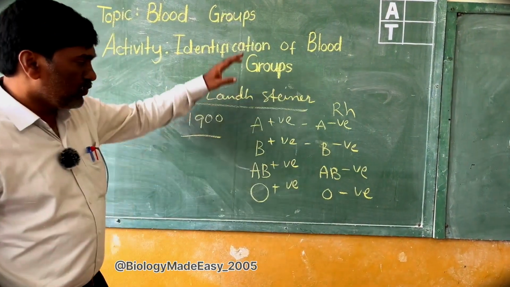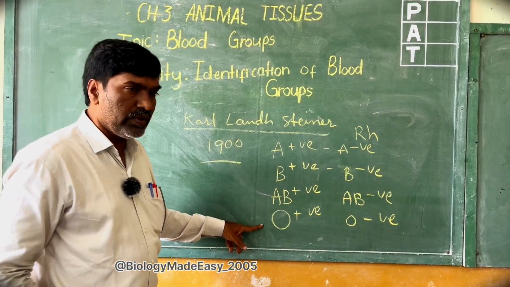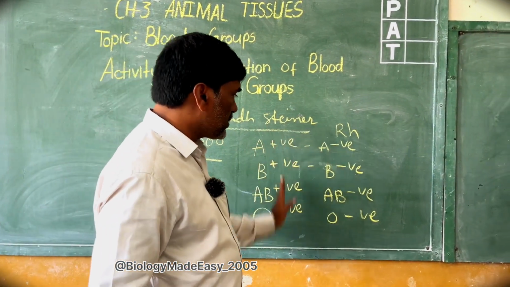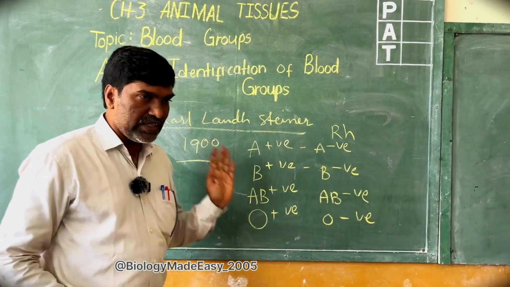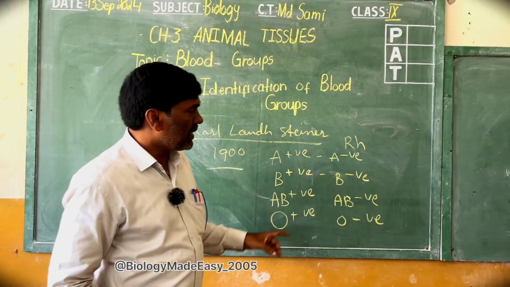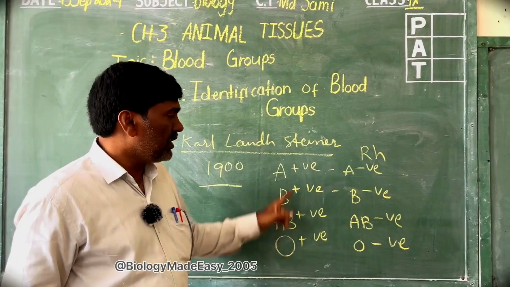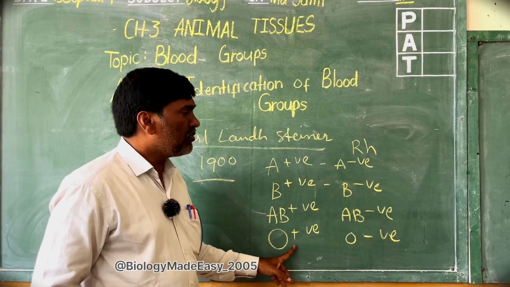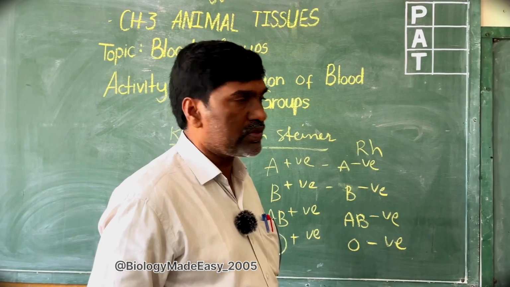Understand, children? There are 4 groups he observed: A, B, AB and O. In that, some of the groups are positive and some are negative. Why are they negative and why are they positive? He observed one factor in the blood, that is the RH factor. The people with RH factor are known as the positive groups. The people without RH factor are called negative groups.